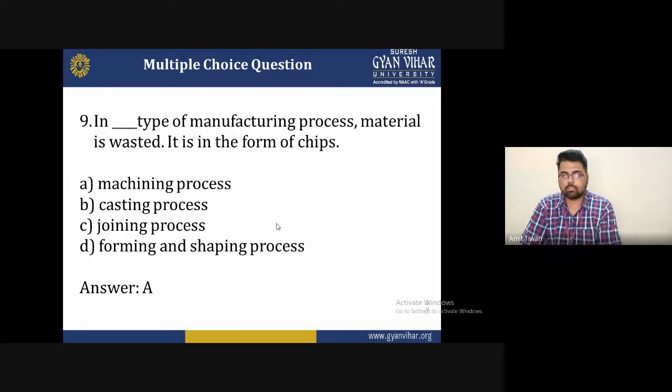During the machining process, a lot of material is wasted in the form of chips, unlike casting, joining, or shaping and forming processes. Because during machining, we remove material from the surface of the workpiece, and too much material will be removed if the dimensions are not appropriate, or if you provide too many layers and cut the material for a small section. So machining is responsible for the formation of chips and wastage of material.